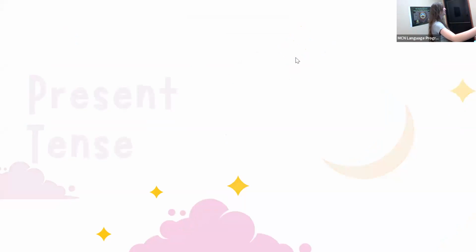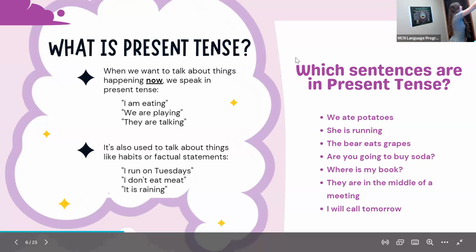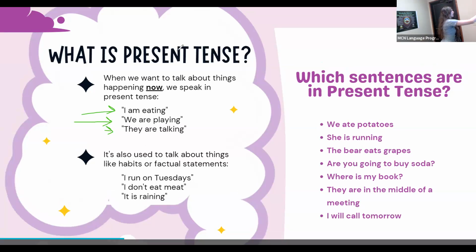Present tense. Okay, so what is present tense? When we want to talk about things happening now, we speak in present tense. I.e., right? I am eating, we are playing, they are talking. Things that are happening now. It's also used to talk about habits or factual statements. So I run on Tuesdays. That's like a habit or a fact that I do. I don't eat meat. That's a fact, I mean, it's not true for me, but someone who's vegetarian would be. It is raining. That is a fact. It is raining right now, right?